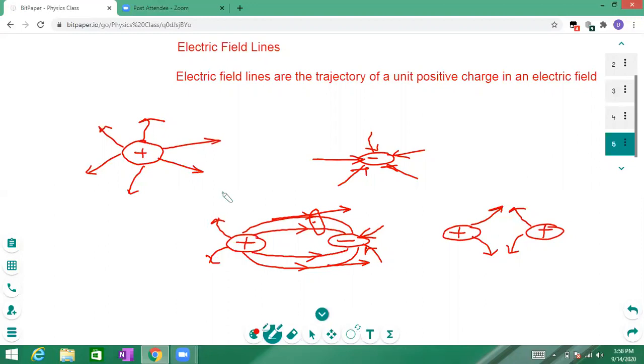Okay, so this is just an introduction of electric field. We have to discuss the electric field lines in detail, and it will be done in the next class.